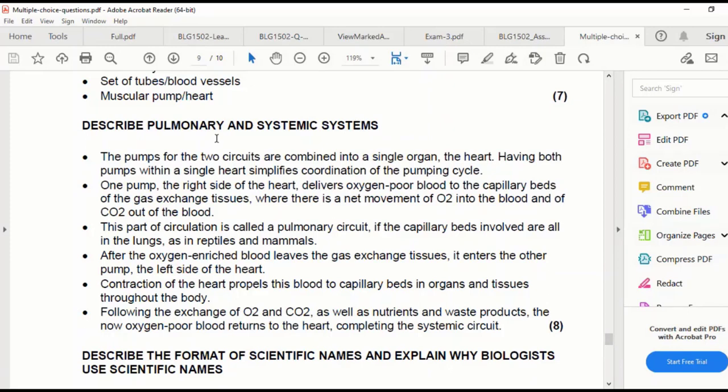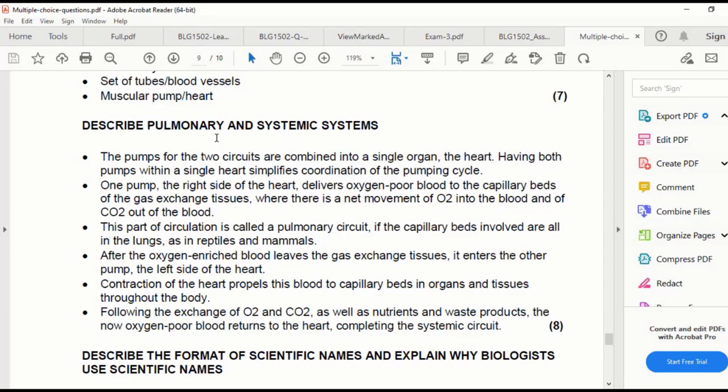Describe the pulmonary and systematic system: the pumps of two circuits are combined into a single organ, which is a heart, and having both pumps within a single heart simplifies coordination of the cycle of pumping. So one pump is on the right side of the heart. This question may also resurface in the form of how the heart pumps, or how the circulatory system works inside the heart when you are pumping the blood.